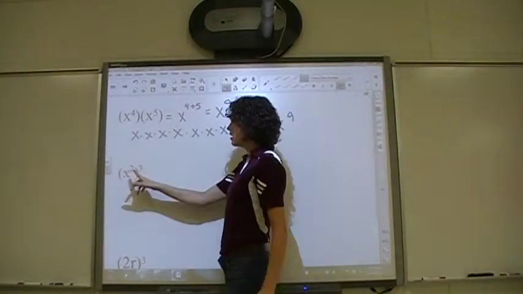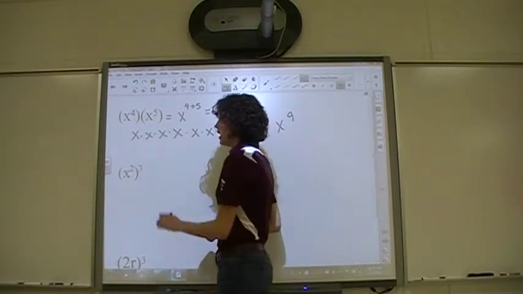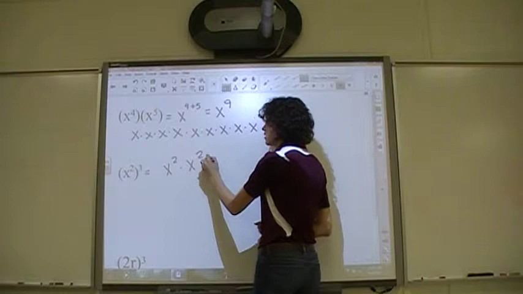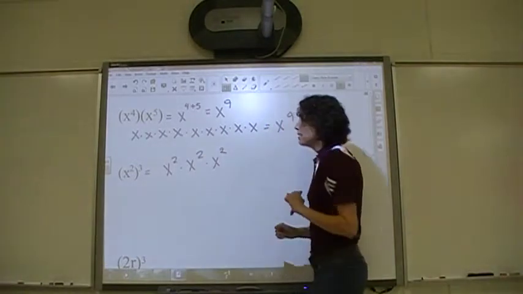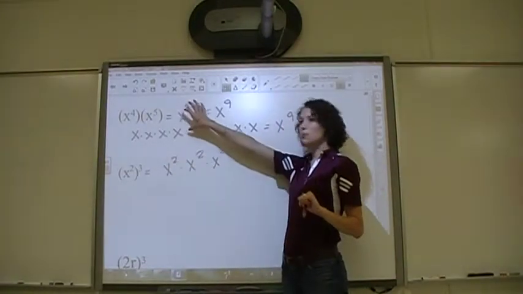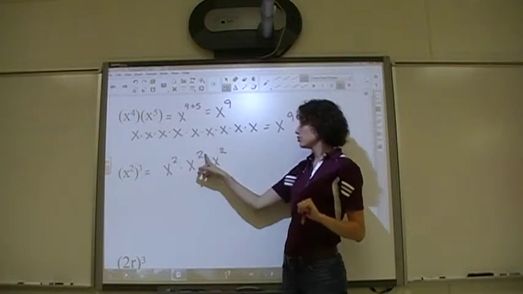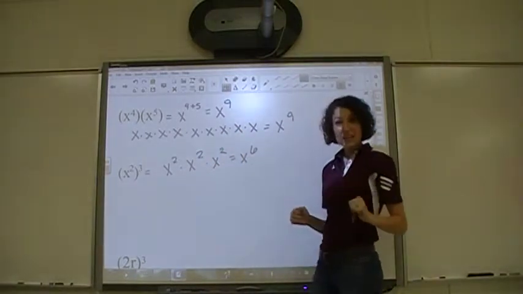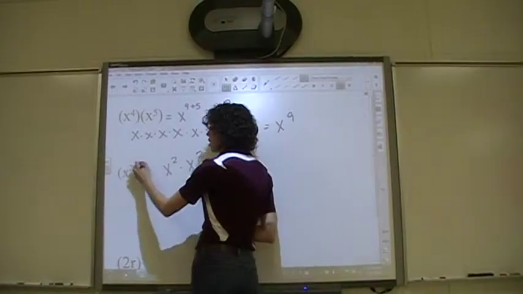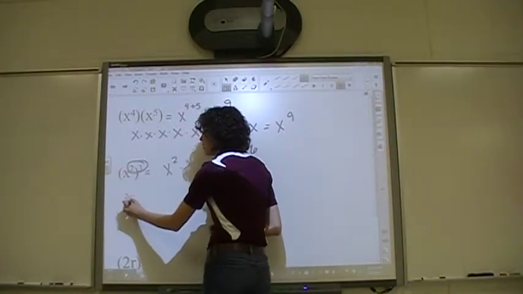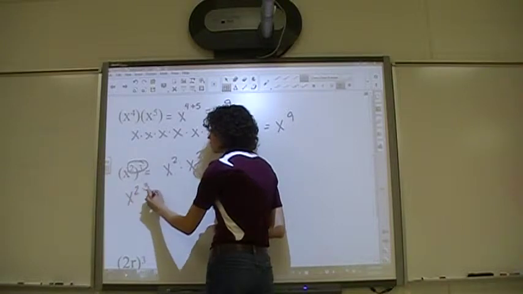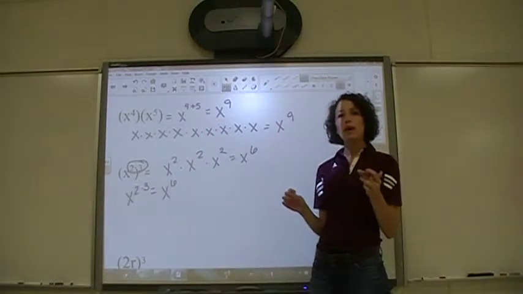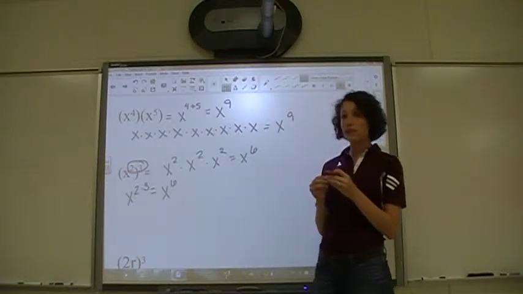Now let's try another one. If you have x squared cubed, that means we're going to take x squared 3 times, right? So if we use what we did before, 2 plus 2 plus 2 will give me 6. Do you recognize, though, that if we had just multiplied these two together, you would have x to the 2 times 3, which would also give me x to the 6th? So if you have a power of a power, you multiply your exponents.